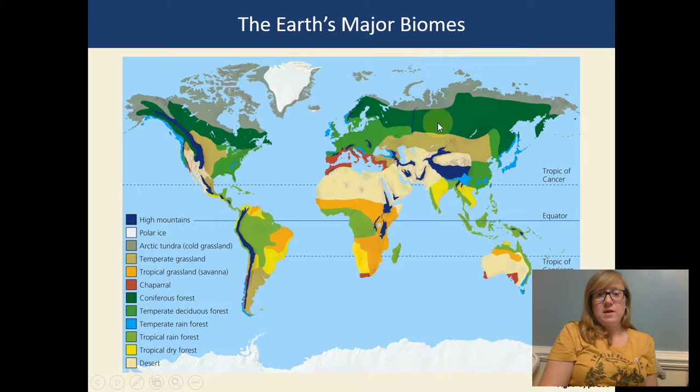So here are major biomes. You can see there are definitely similarities as you go across lines of latitude, going up from the equator or going down from the equator in the opposite way, because it's just the same, just upside down in the southern hemisphere. And we talked before about how we're going to see this uneven heating.